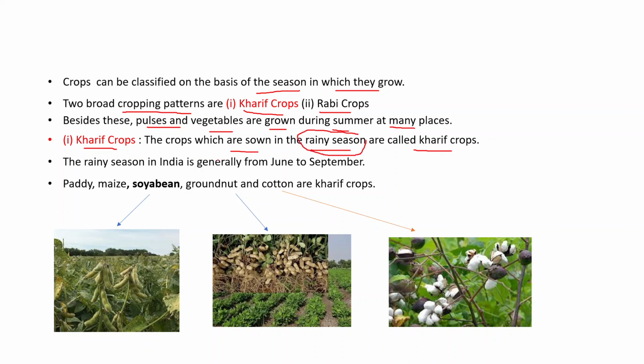And what is the time for rainy season? In India, this is from June to September. Okay, examples are paddy, maize, soya bean, groundnut and cotton. These are Kharif crops. You can see in these diagrams. This is cotton, this is groundnut and this is soya bean.